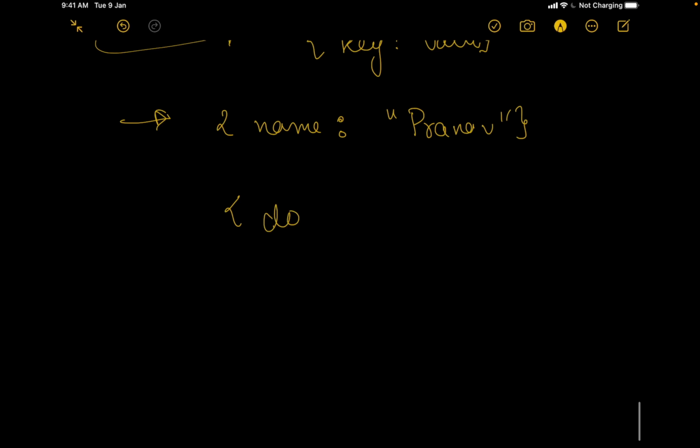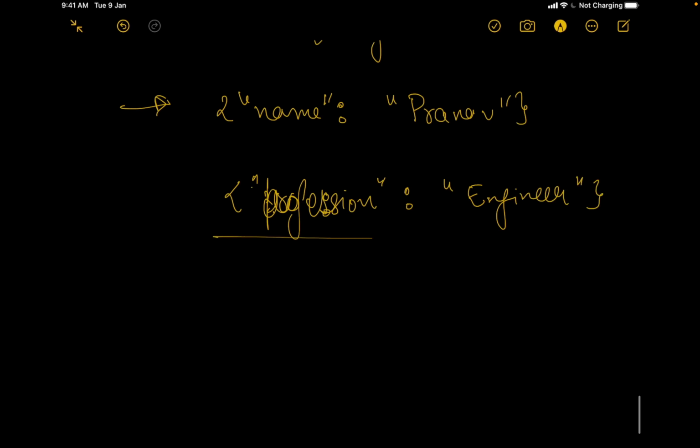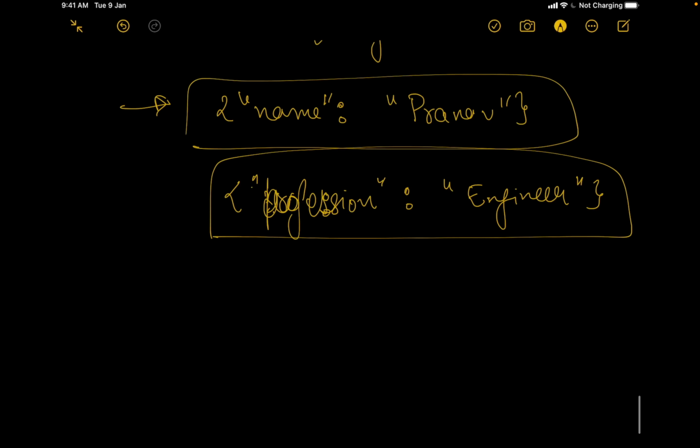What do you do? So anything, basically. Here the key was name, or here it could be profession. The key could be the profession, and over here you can say engineer, right? So basically key value pairs are called hash maps.